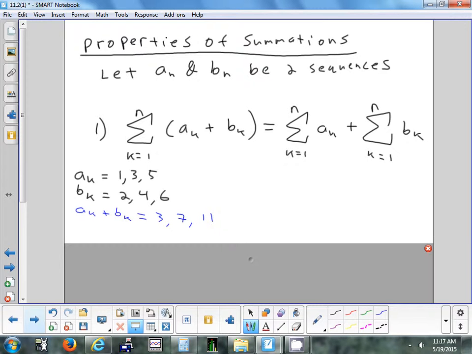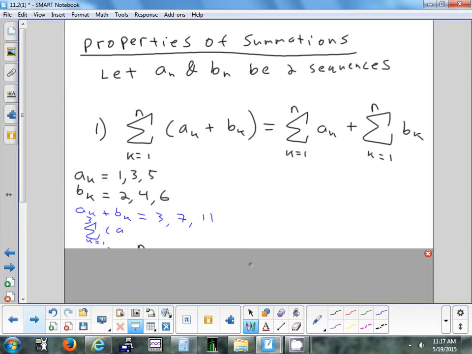Now, I'm going to find the sum, in this case, from 1 to 3. I only have 3 terms of what I just did. A sub k plus B sub k. So I'm going to add up all the terms in the sequence right above. So 3 plus 7 plus 11. 3 plus 7 is 10. 10 plus 11, 21. Okay, any questions on what I did there?